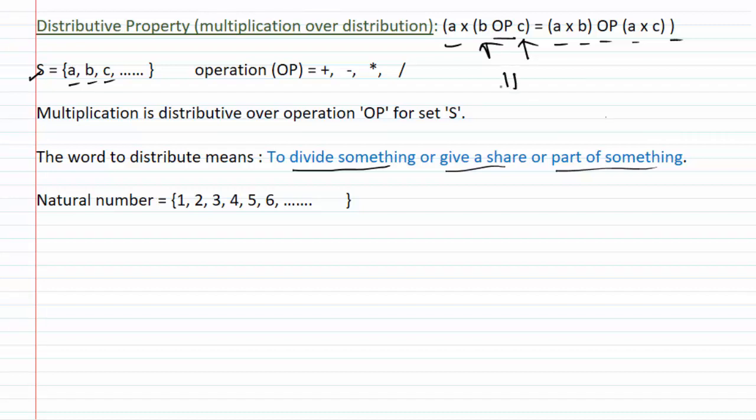And if the result of both the expressions is same, then we say that multiplication is distributive over operation OP for set S. The operation can be addition, subtraction, multiplication and division. So let's understand this property by taking a number set, that is natural numbers, and we will perform the arithmetic operations.